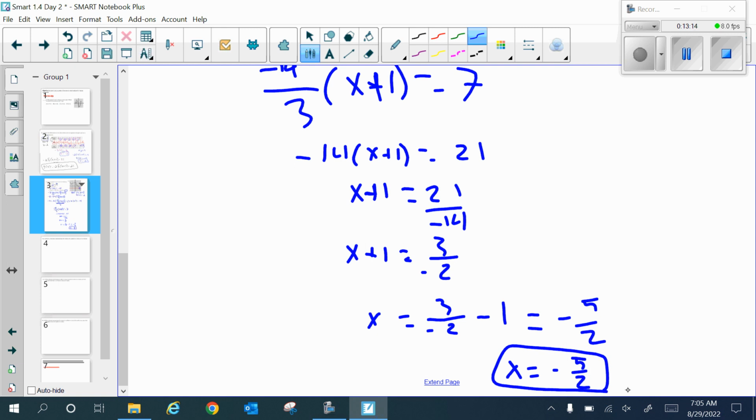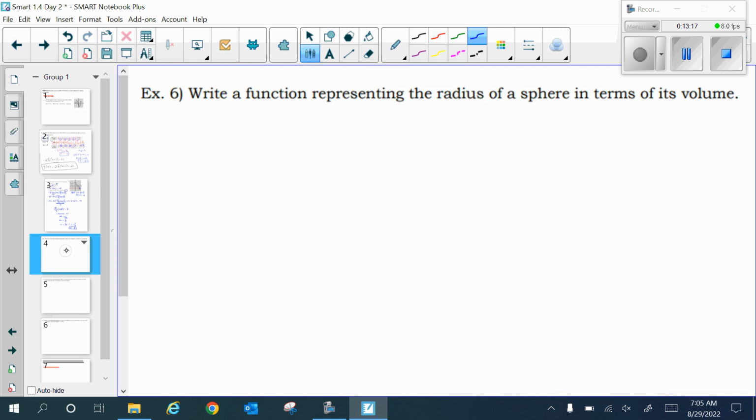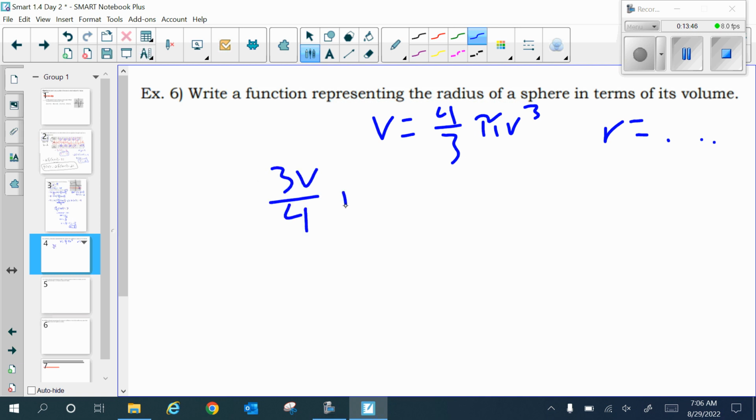All right, now let's go on. For problem 6, we're told about a function representing the radius of a sphere in terms of its volume. So remember that volume equals 4 over 3 pi r cubed. I need to write the function that's representing the radius of a sphere. Or in other words, I need to write this as r equals whatever it's going to be. So I'm just going to solve this for r. I'll multiply both sides by 3 over 4. So I get 3v all over 4 equals pi r cubed.